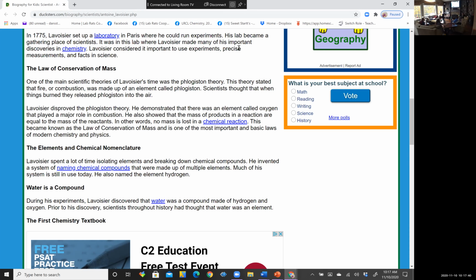Oh, good. Did she just make it? There was an element called oxygen that, where did I lose my space? That played a major role in combustion.